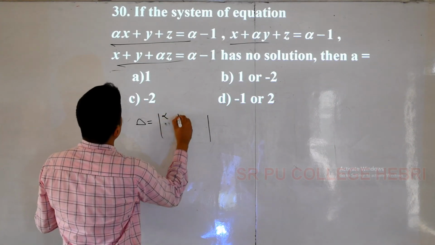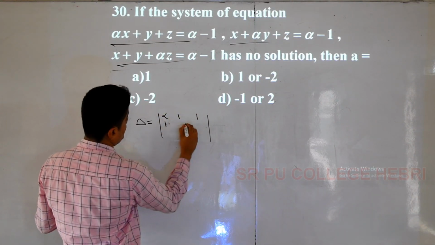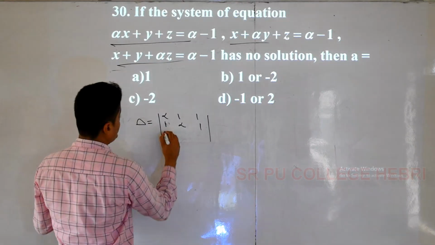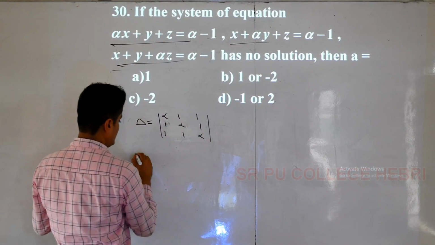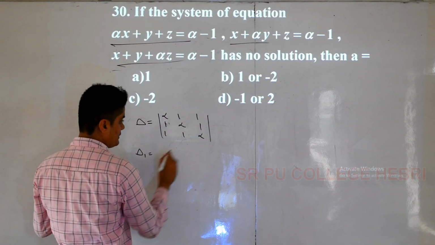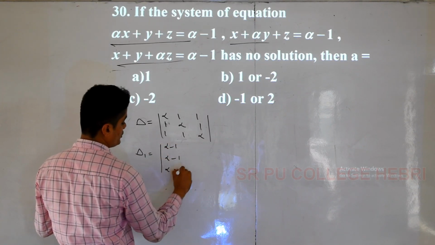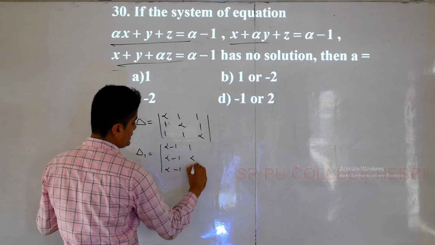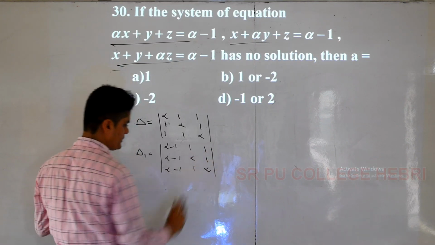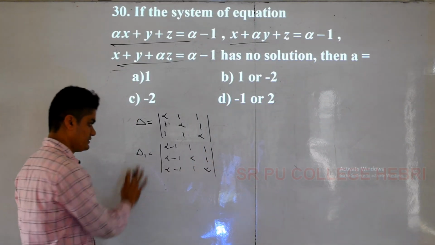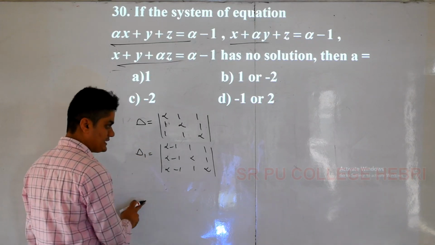It's alpha, 1, 1. I'm writing the coefficients. Then you find delta 1. How to get delta 1? Replace the first column of coefficients with the constants, the remaining stays as it is. I hope you remember all this. I'm not writing each and everything. These two are required. Next delta 2, delta 3, right?